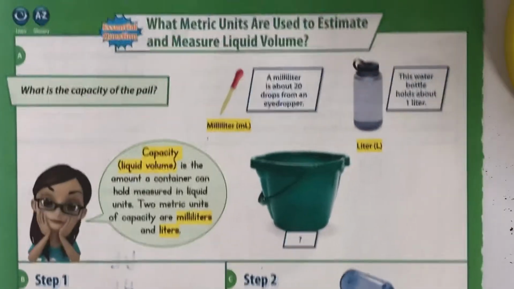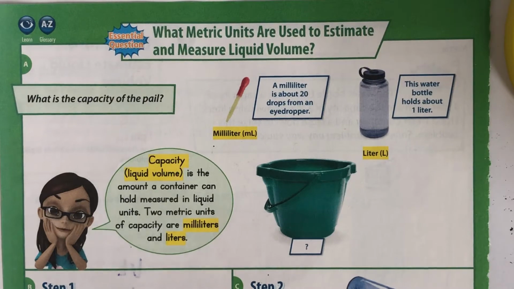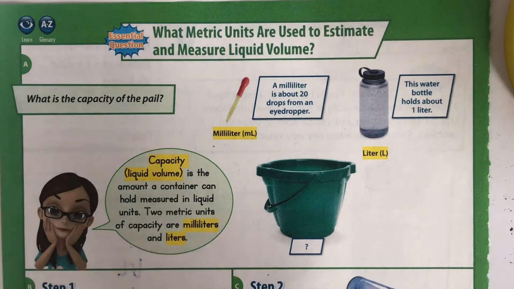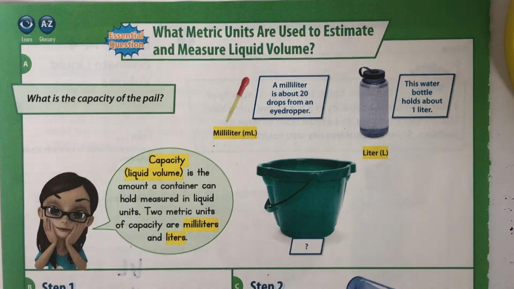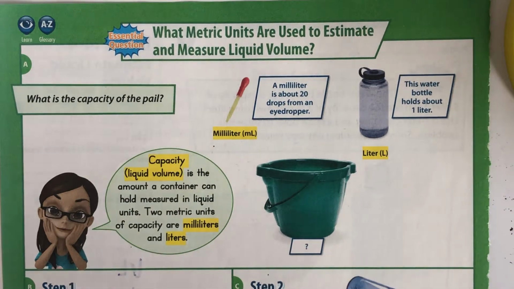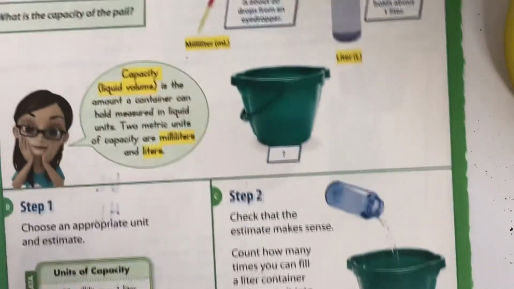What metric units are used to estimate and measure liquid volume? What is the capacity of a pail? Capacity, liquid volume, is the amount a container can hold measured in liquid units. 2 metric units of capacity are milliliters and liters. A milliliter is about 20 drops from an eyedropper. This water bottle holds about 1 liter. What does the bucket hold?